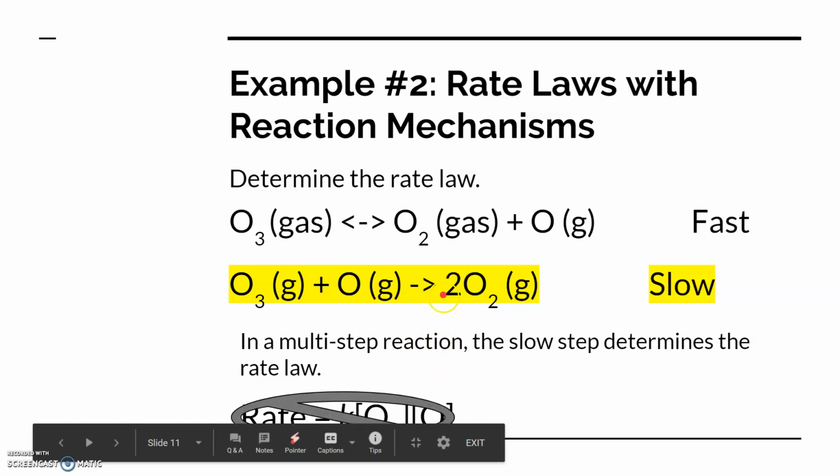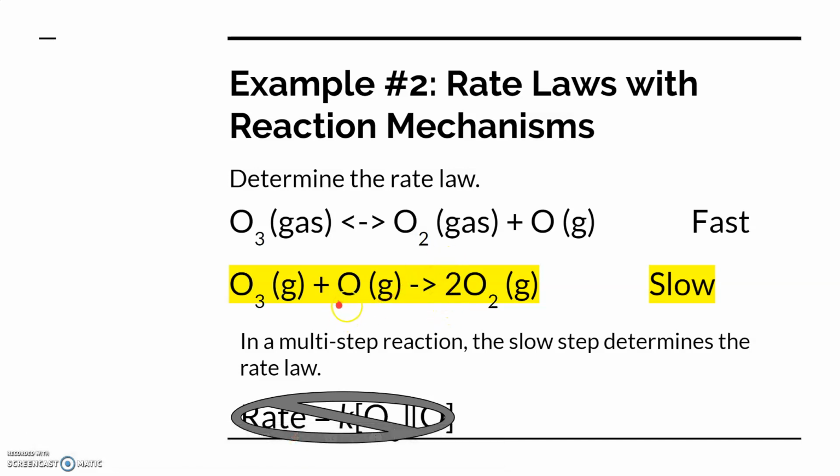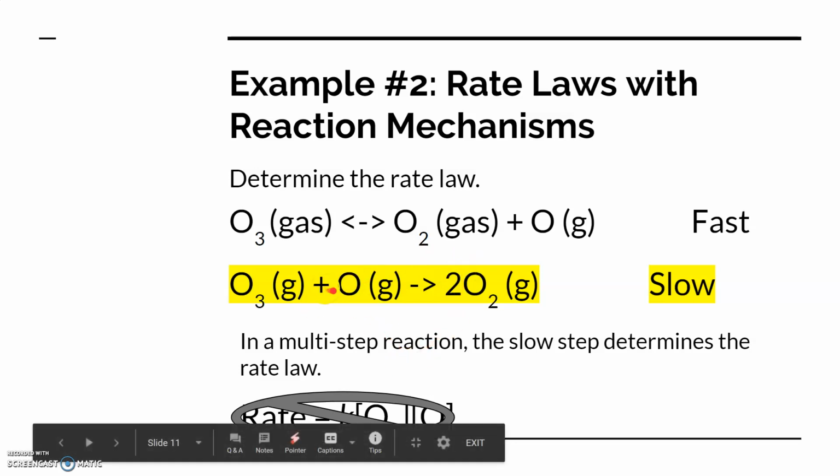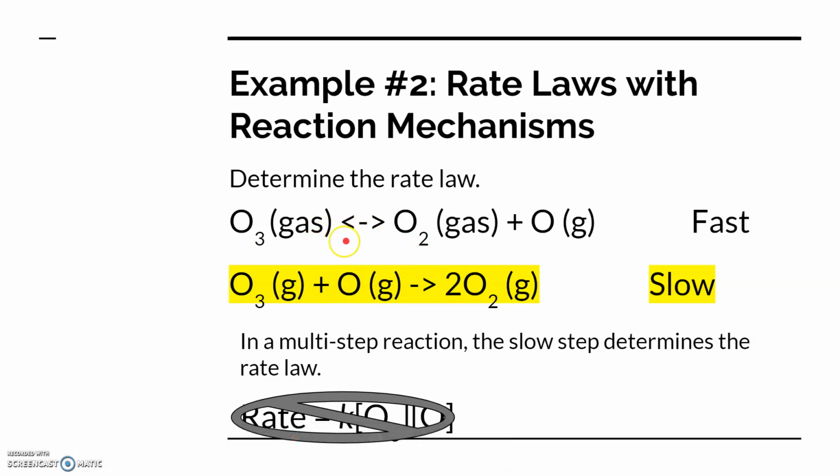This is incorrect because it includes the intermediate oxygen right here, which can't happen. We have to rewrite the rate law to remove this. And again, intermediates are chemical species that are produced in one step and consumed in the next. So they are not products of the overall reaction. They're simply atoms that are used to get to other places.